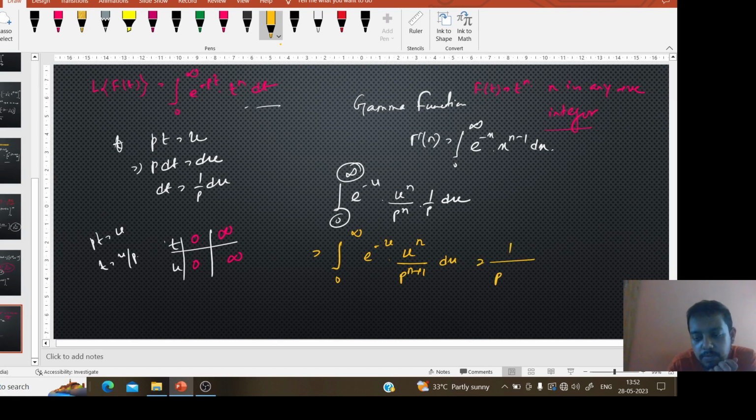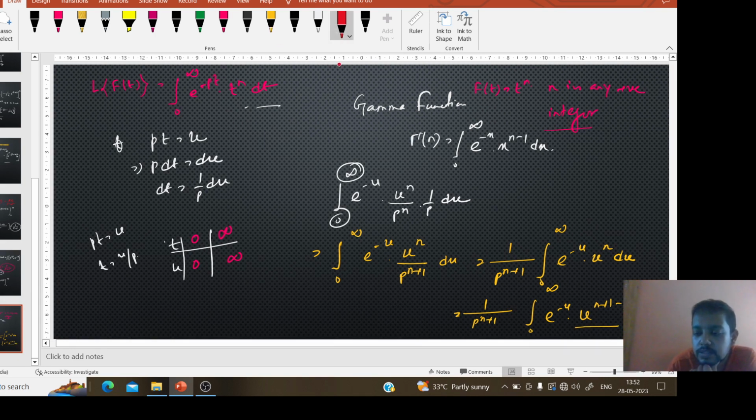So now we can write 1 by p to the power n plus 1, 0 to infinity e to the power minus u into u to the power n du. Now this is quite similar to the gamma function. We can write 1 by p to the power n plus 1, 0 to infinity e to the power minus u into u to the power n plus 1 minus 1 du. So see here that if we compare it with this one and this one, we can write this is equal to 1 by p to the power n plus 1 into gamma n plus 1.